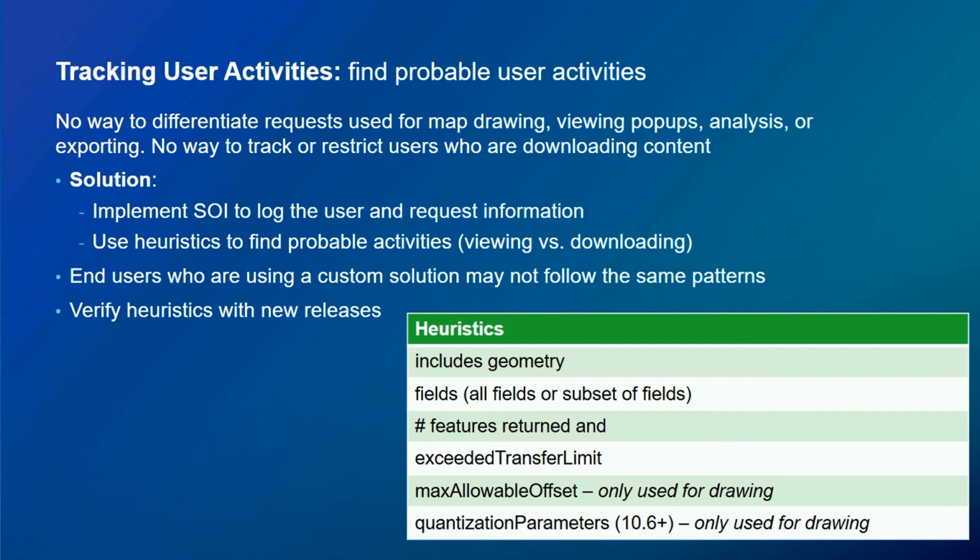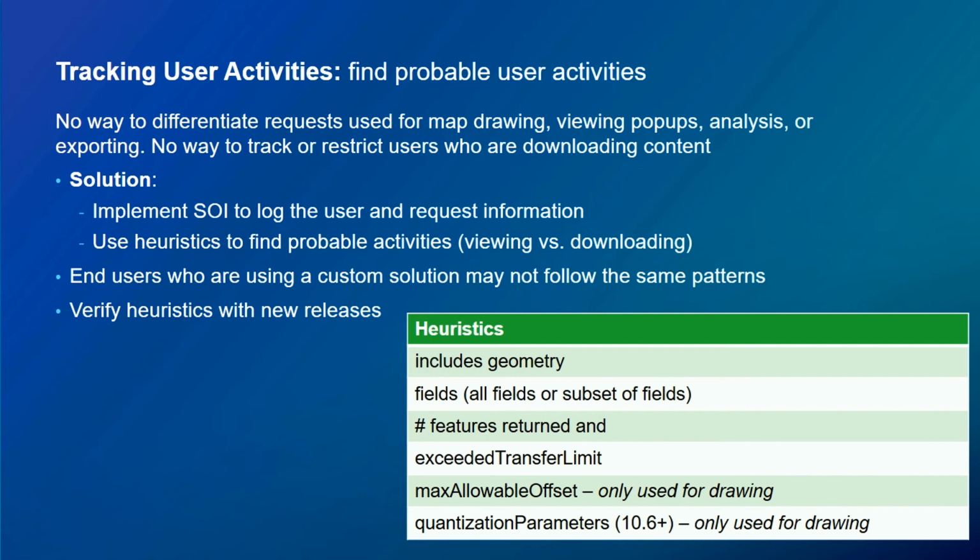I put a table of the heuristics here. The most important ones are if the request includes geometry, the number of features, how many fields there are, and then there are some special flags that Pro and Portal use if they're only going to be drawing the information. You can rule out exporting if those two flags are there.